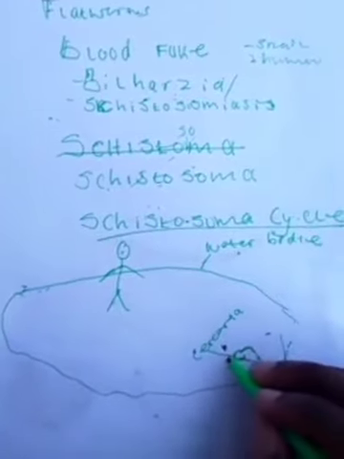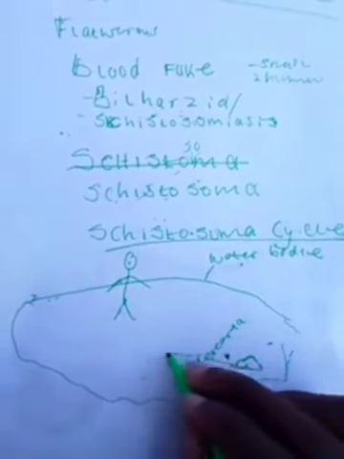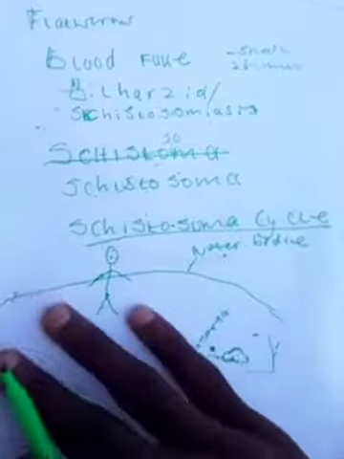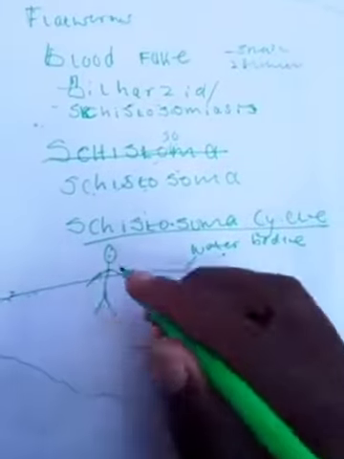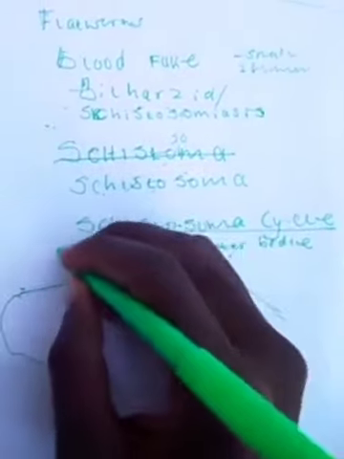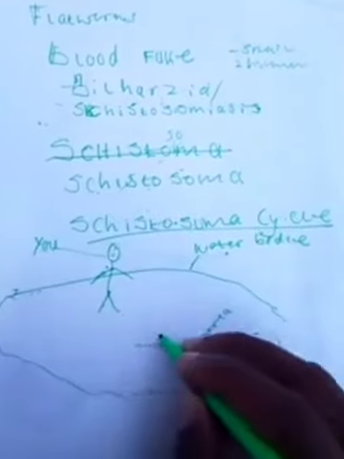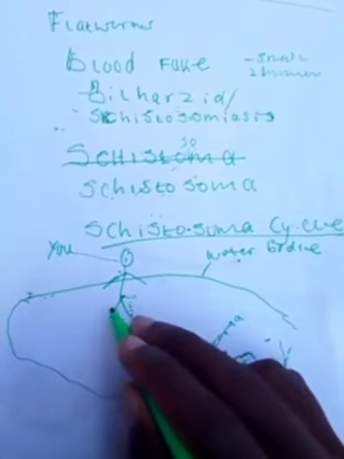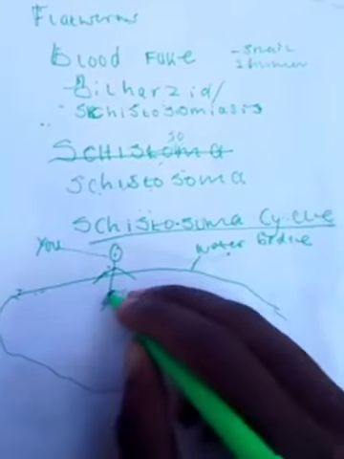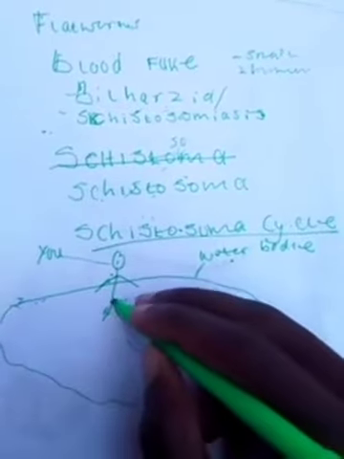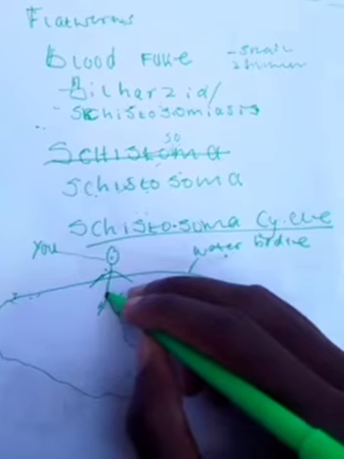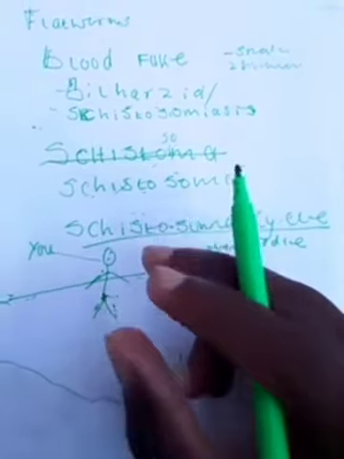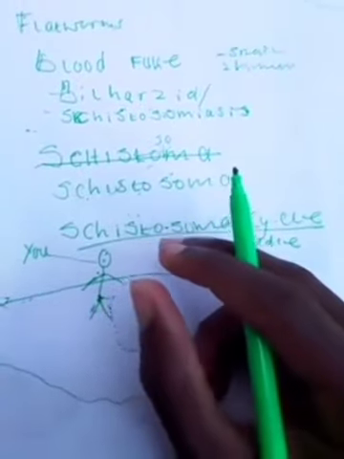Now this cercaria is going to be in the water body, spreading out. Then there is you here. If this cercaria comes near your skin, or just comes across your skin, it is going to penetrate through your skin. These are worms, very small. You won't even feel that it has penetrated. They are very tiny, like you need a microscope to see them.